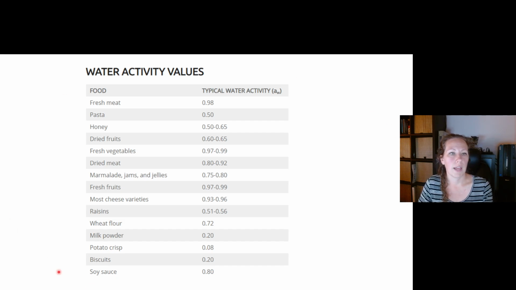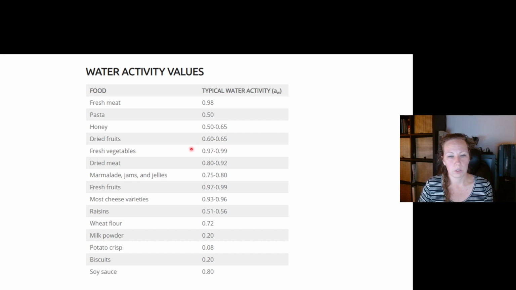Okay. So last slide here is just some examples of different products and their water activity. This says biscuits. I think that this is probably UK, and so it's probably crackers for US lingo. What a 0.2, right? Things don't grow on crackers unless they've been moistened. Honey has a water activity of 0.5 to 0.65, so you really don't get growth in honey. Fresh meat, 0.98. All right, all the microorganisms love fresh meat.